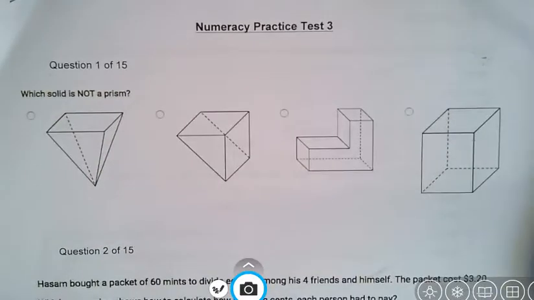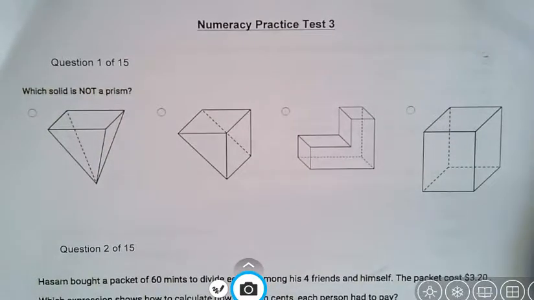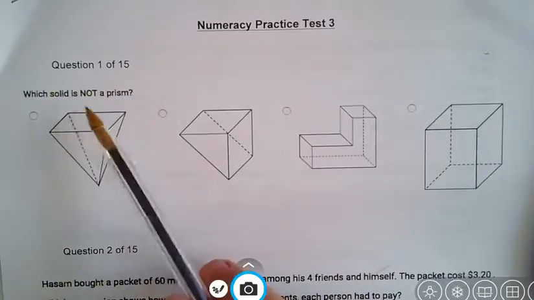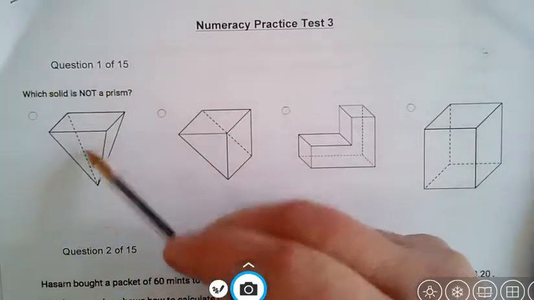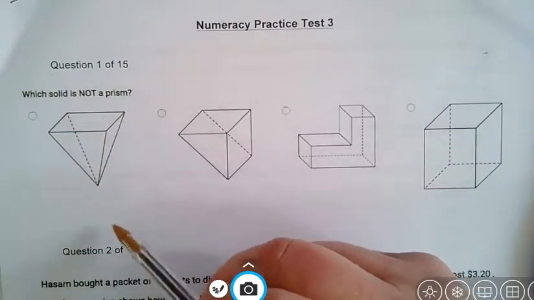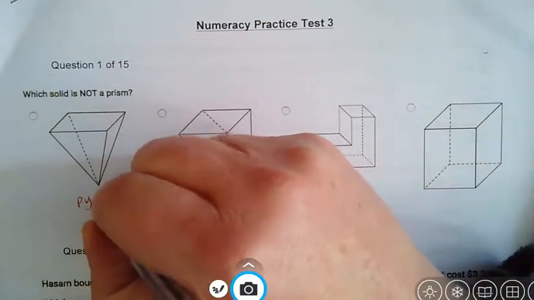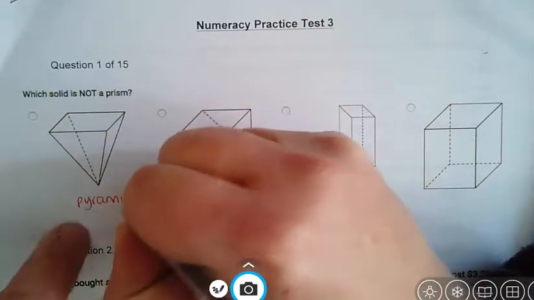This is Numeracy Practice Test 3. We're just going through the solutions. So which solid is not a prism? Now we recognize this as a pyramid. It's pointy, like the pyramids of Egypt. So this one is a pyramid, so that is definitely not a prism.